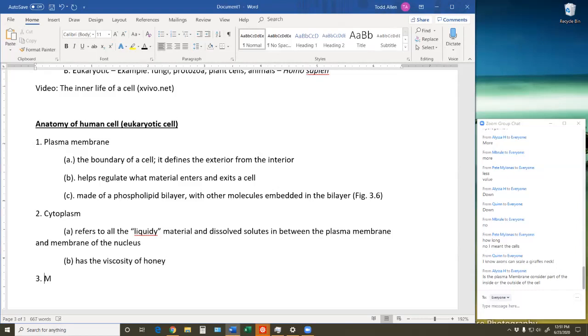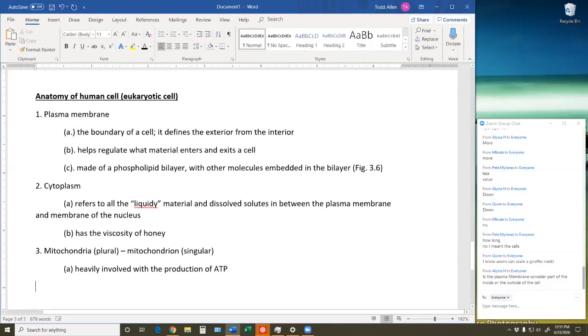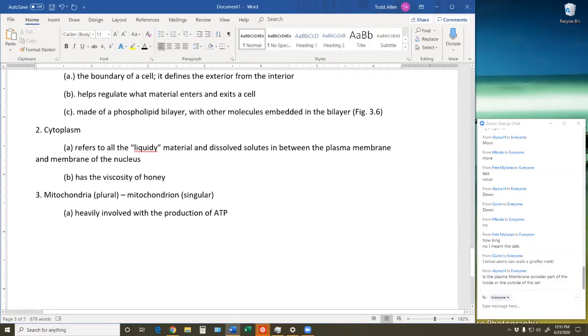Number 3, mitochondria. Okay, so that's plural. Mitochondrion is singular, right? Well, if you've had any other bio courses, you know that the mitochondria is famous for energy production. Mitochondria is heavily involved with the production of ATP.